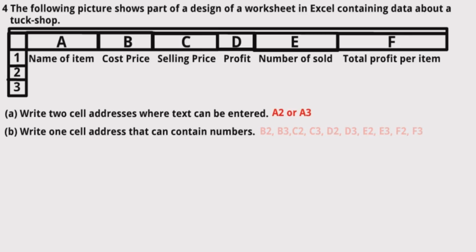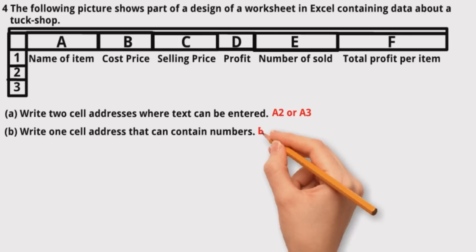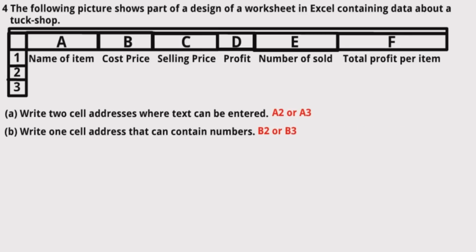Without wasting time, you can say B2 and B3. These can contain numbers. You can even say C2 and C3. All answers will be correct. So I'm just going to say B2 and B3.